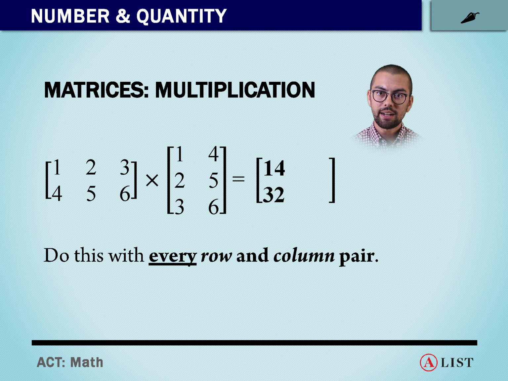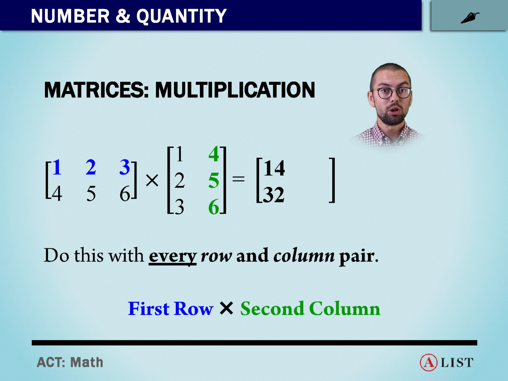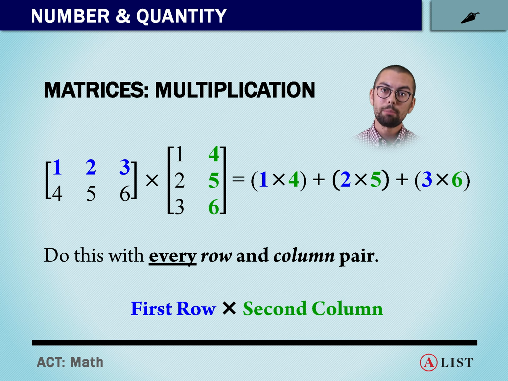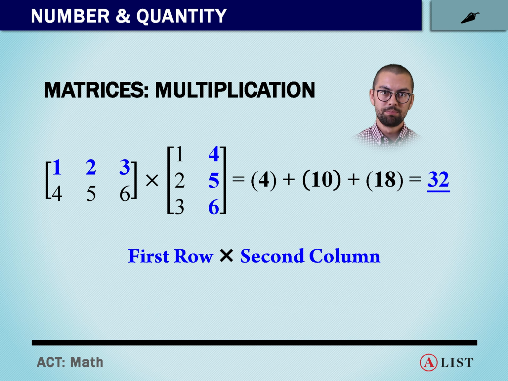To get the second column, we'll take the first row of the first matrix and then the second column of the second matrix. We multiply corresponding entries and add them together. Looks a lot like the second row times the first column, because we happen to have, in this case, the same numbers multiplied together. We get 1 times 4 plus 2 times 5 plus 3 times 6. Again, that will give us 32. So the first row and second column of our result will be 32.